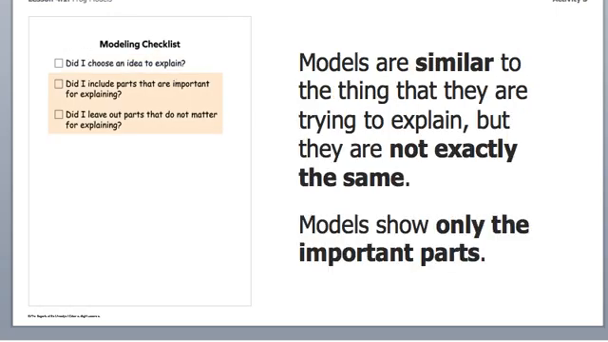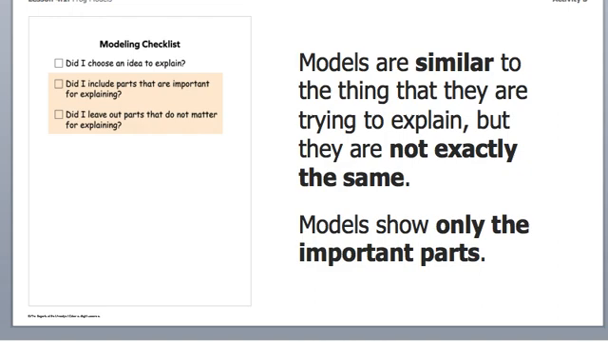Next, we ask ourselves, did I include parts that are important for explaining my idea? And did I leave out parts that do not matter for explaining? So models are similar to the thing that they are trying to explain, but they are not exactly the same. In our book, we saw their models, they were using paper. They were able to use brown paper to be similar to the color of the frogs, and Juan was able to cut some shapes that were similar to the frogs, but neither one were exactly the same as the frog. They were creating a model that looked like the frogs.